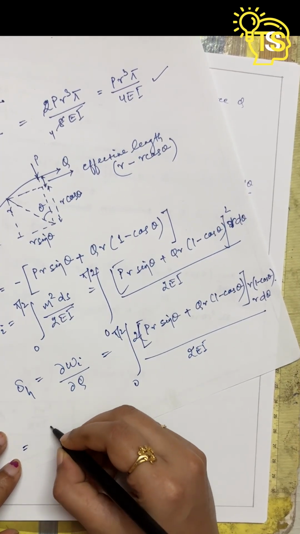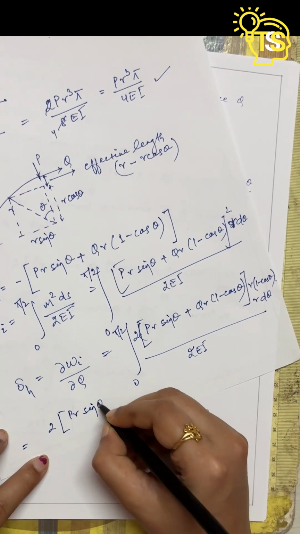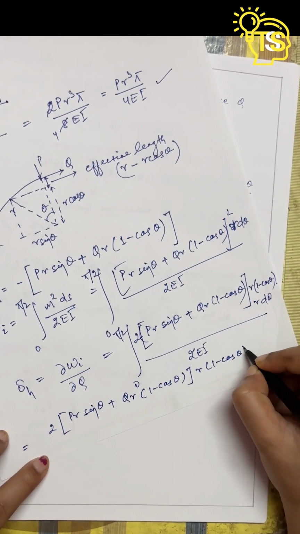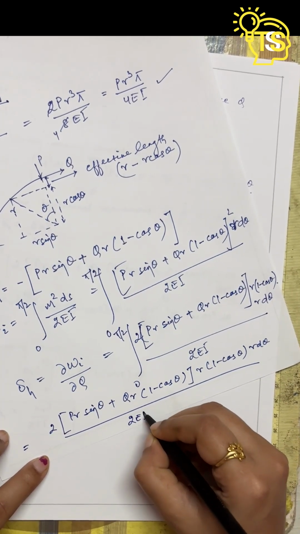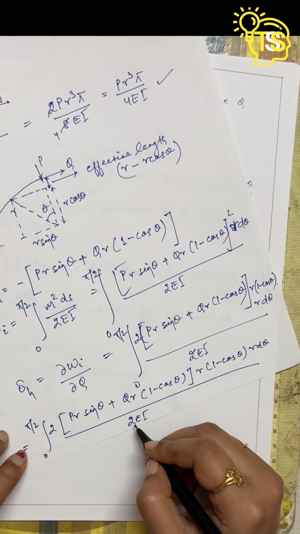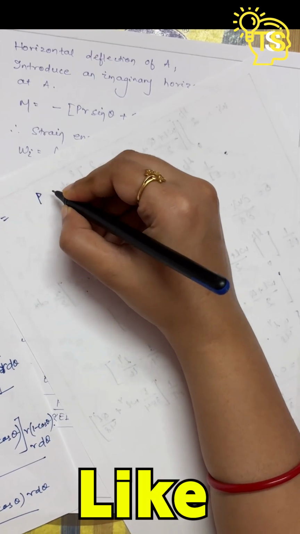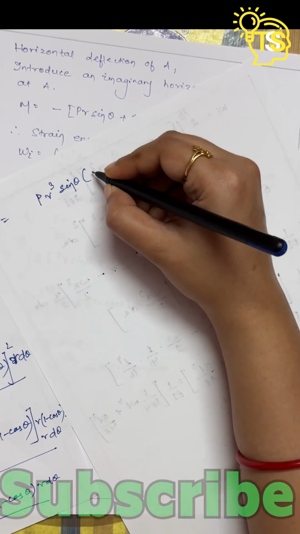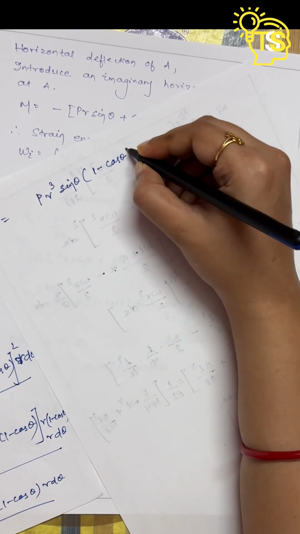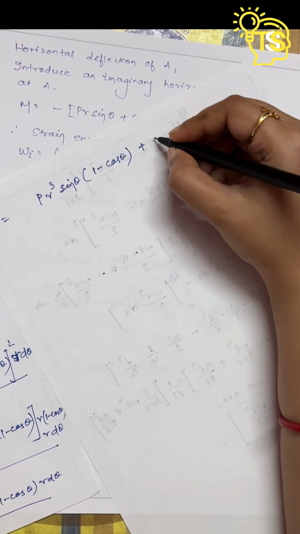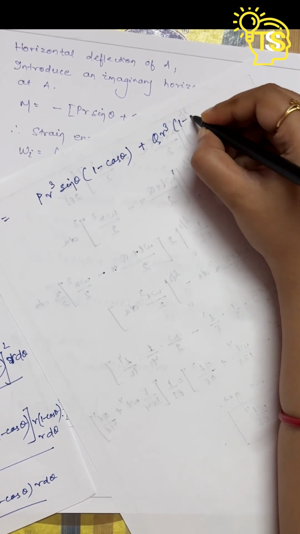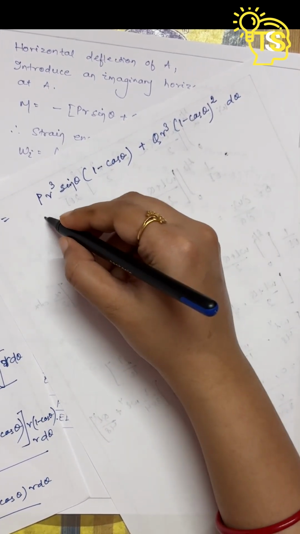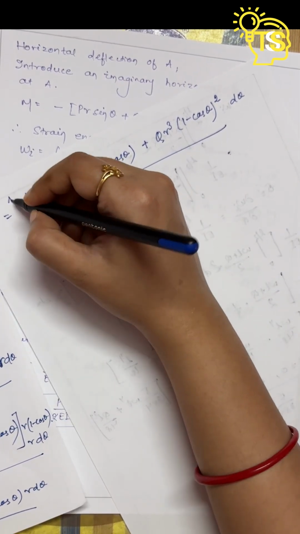Let me write it properly. Here numerator and denominator 2 will be cancelled, and by multiplying we will get PR cube sin theta (1 minus cos theta) plus QR cube (1 minus cos theta) square d theta upon EI, with limits from 0 to pi by 2.